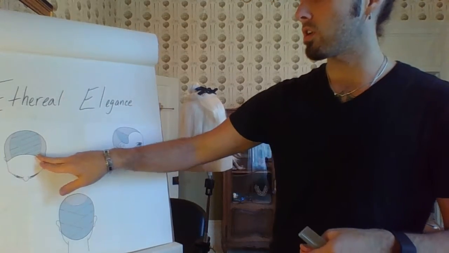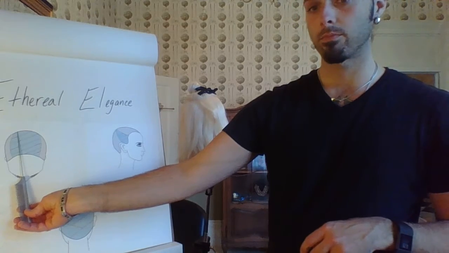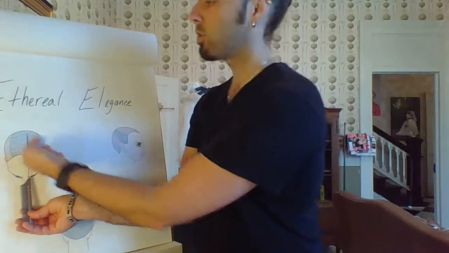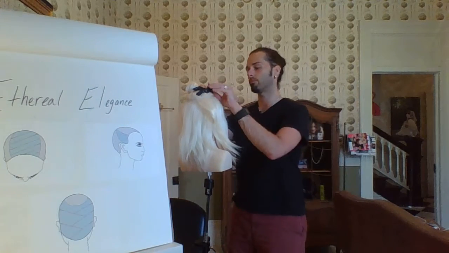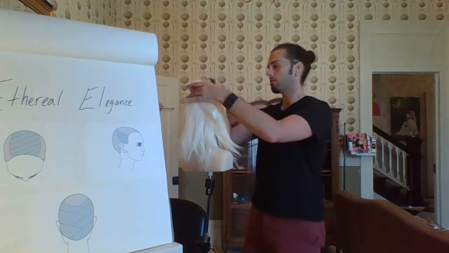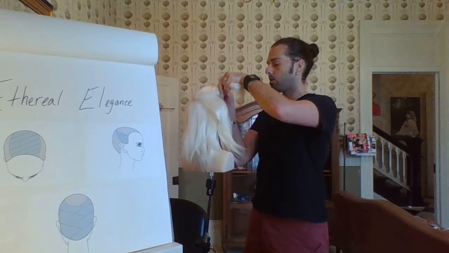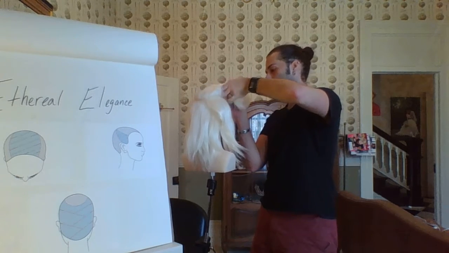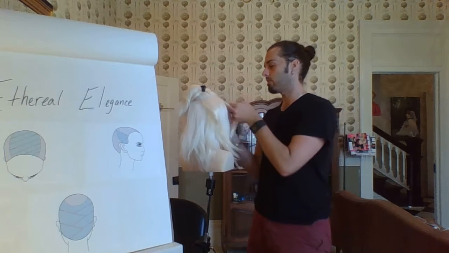So what we're going to do is we're going to start at the front corner. Say if this is her part, right here, we're going to work towards our part. So we're going to do in the corner. Pull across. We're going to do the same exact thing.